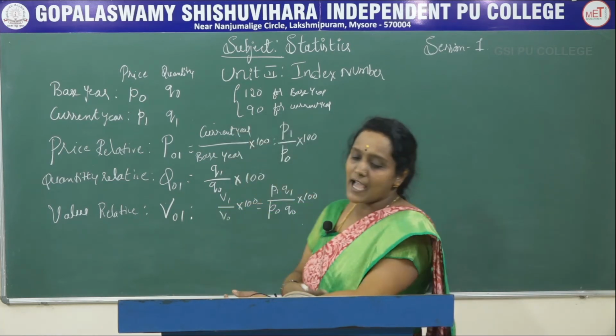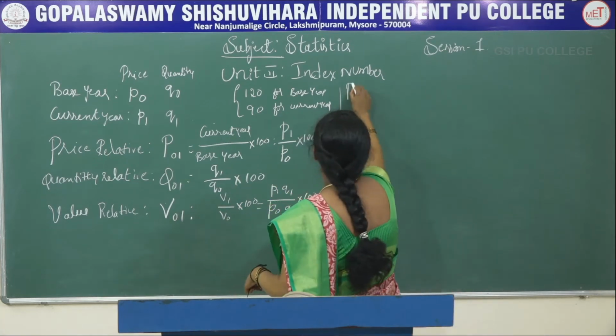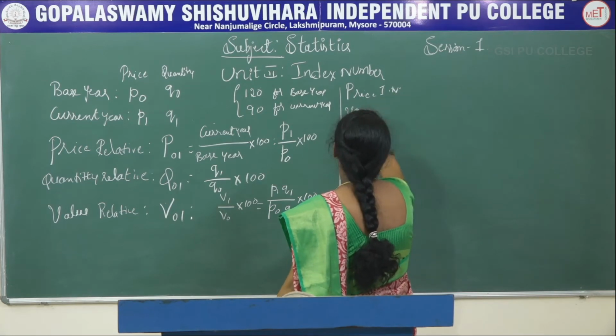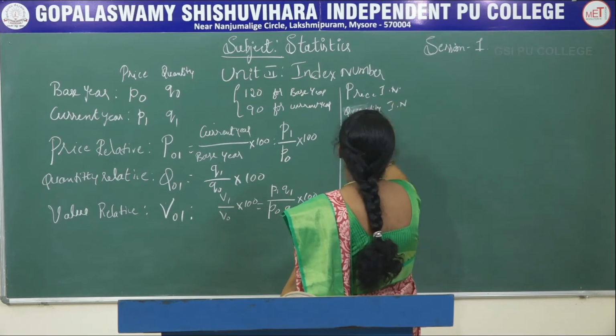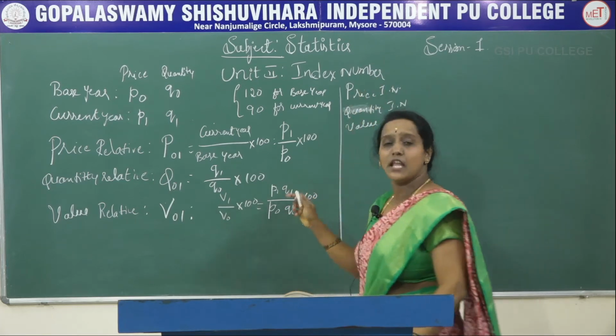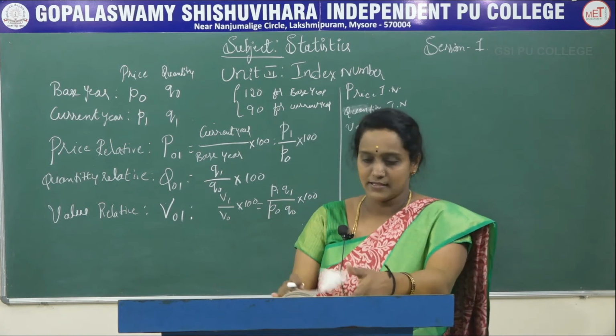And here we have three types of index numbers, that is price index number, quantity index number and a value index number. Based on these three concepts, we are going to solve the problems in our next classes.